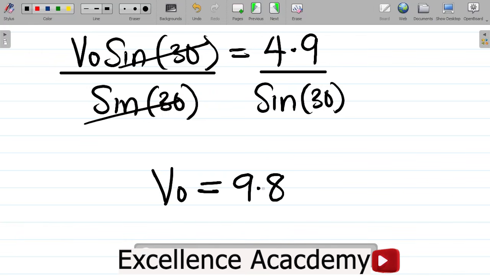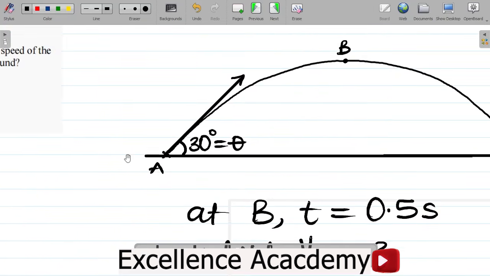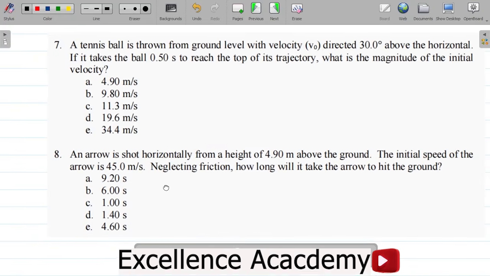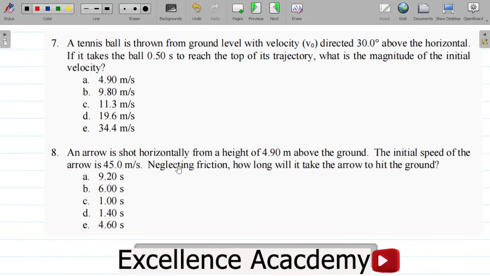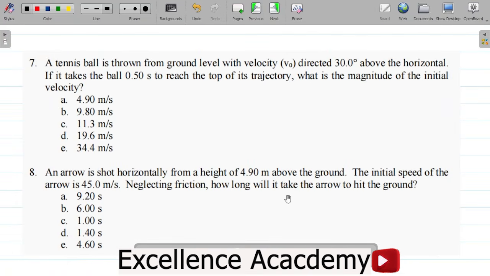Now recall that V naught represents initial velocity, so the SI unit would be meters per second. Let's check which option is 9.8 meters per second. That's obviously option B, so that's my answer. Hence your answer there is 9.8 meters per second. So this becomes the answer to the question. So here's how you solve that question.